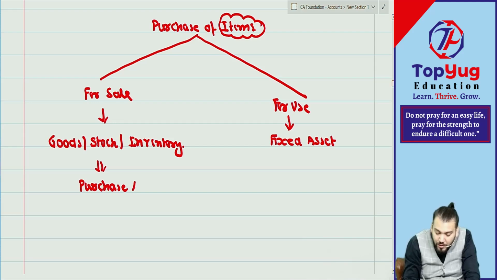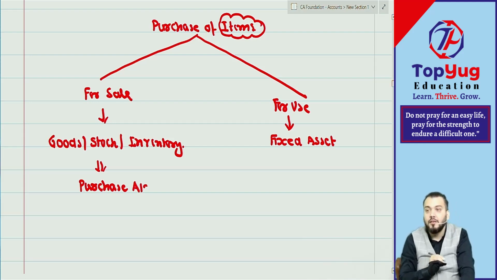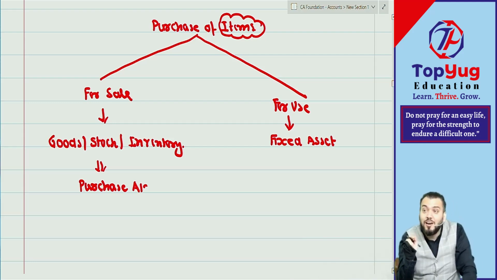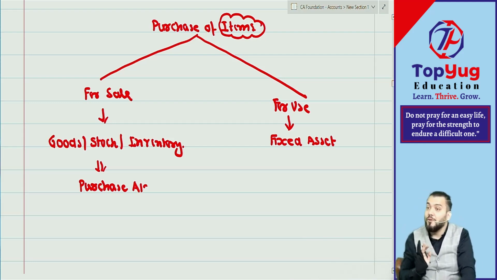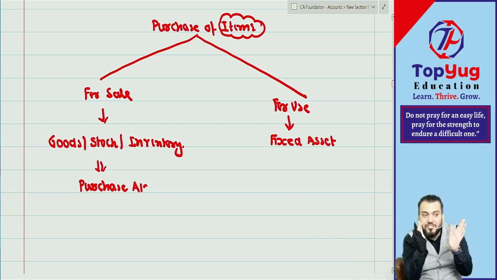Now, if you purchase any inventory for sale, then we open the purchase account. What is the name of the account? Purchase account. Can I say the purchase account represents purchase of goods or purchase of stock or purchase of inventory? Understood? It means purchase account is a name given to inventory.